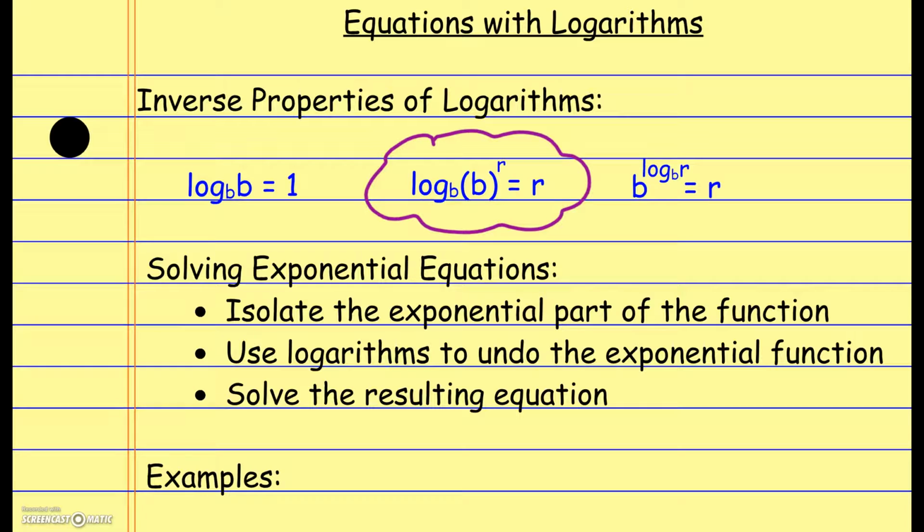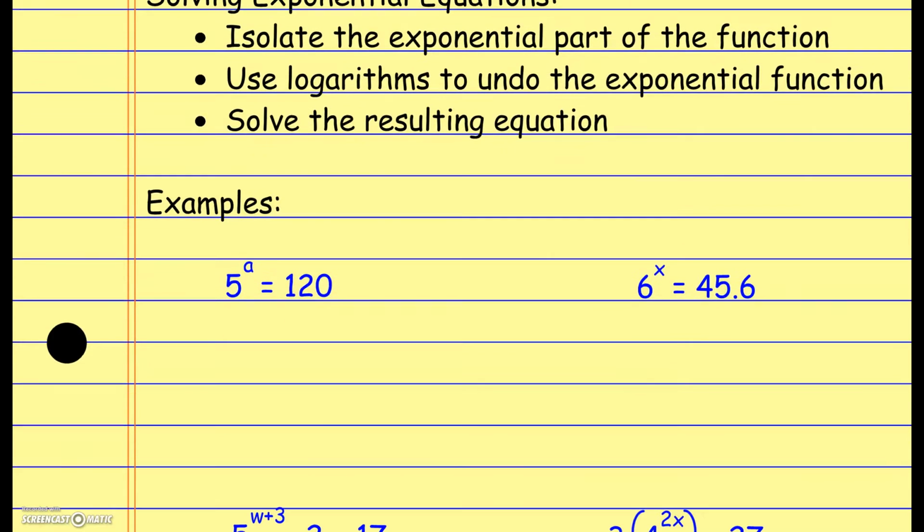For example, if I look at this one, I've got 5 to the a equals 120. Again, I can't write these as a common base. There is no power of 5 that I can think of that will give me 120. 5 to the second is 25. 5 to the third is 125. So it's kind of in between there. It doesn't work with that first method. So this is why we use logarithms.